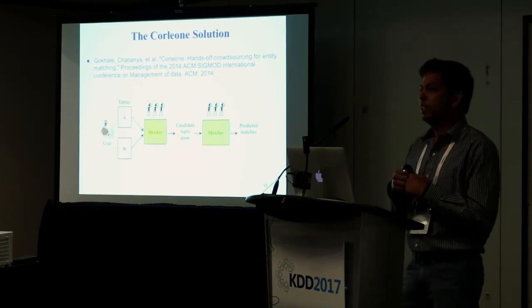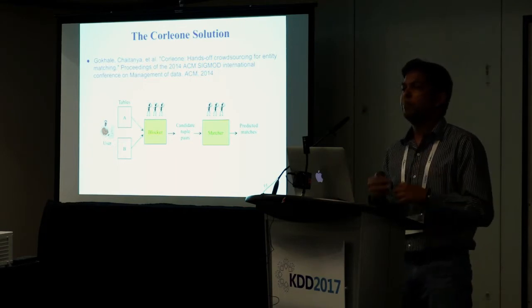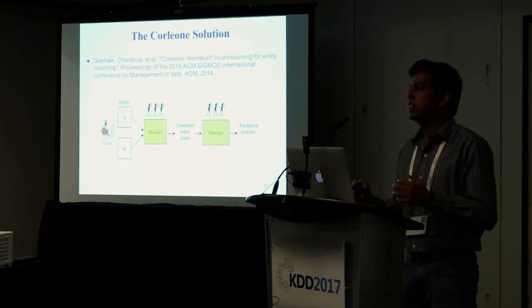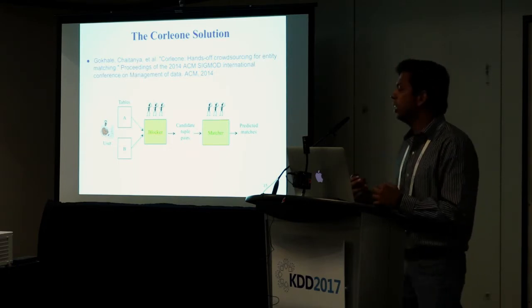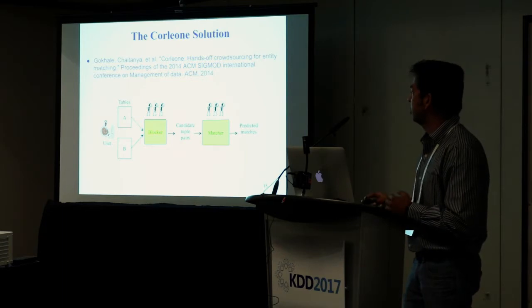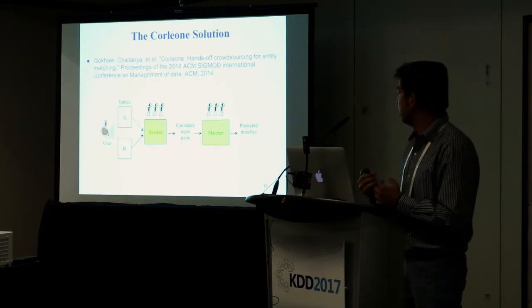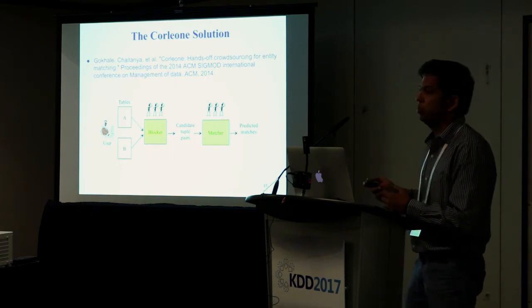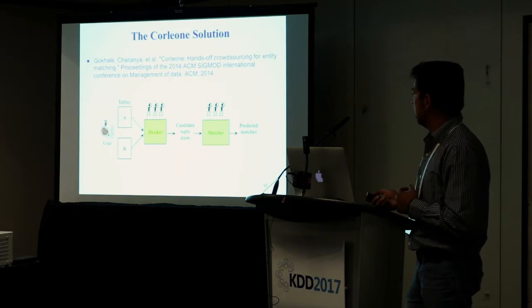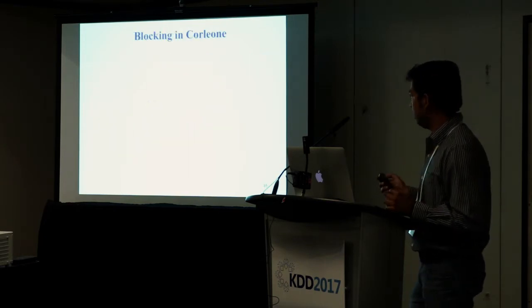So it basically asks the crowd to label a set of tuple pairs, and based on that it learns a classifier, from which it extracts rules. And finally it applies them to A and B to get candidate tuple pairs. The matcher also does active learning and applies the classifier on candidate tuple pairs to get predicted matches. So this is a completely hands-off crowdsourcing solution.